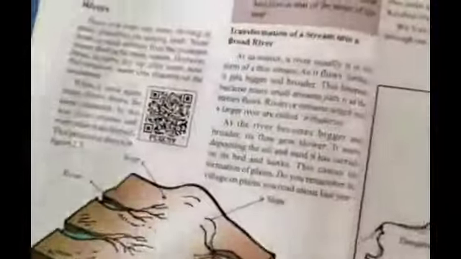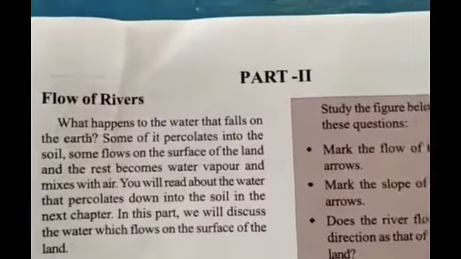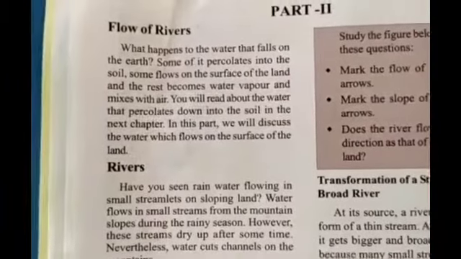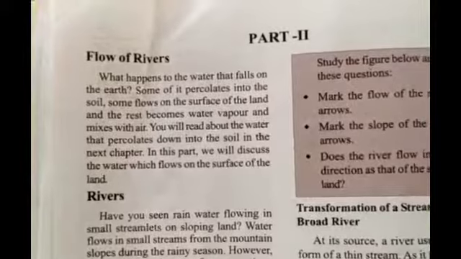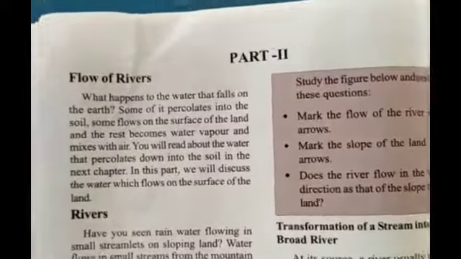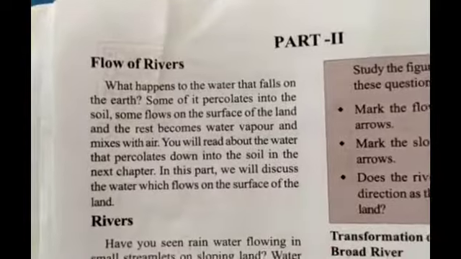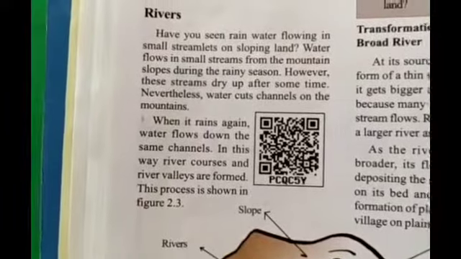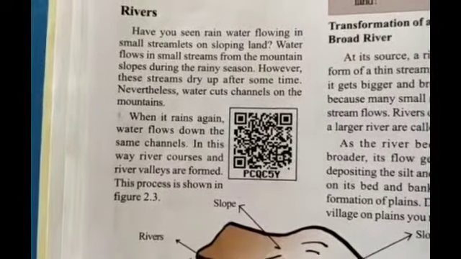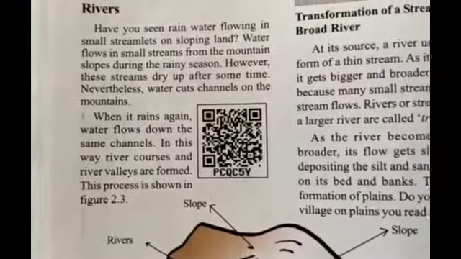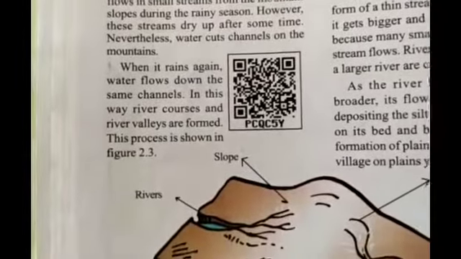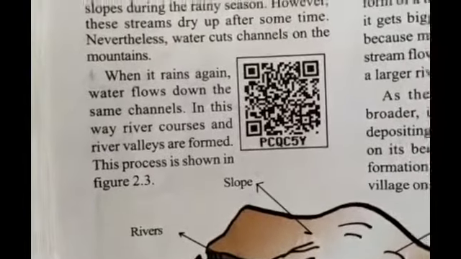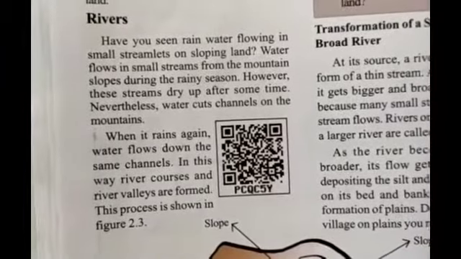Flow of rivers. Coming to the flow of rivers, some of the rainwater percolates into the soil, some flows on the surface of the land, and the rest becomes water vapor and mixes with the air. Rainwater flows in small streams down the mountain slope during the rainy season. Water cuts canals on the mountains. When it rains again, water flows down the same canals. In this way, river curves and river valleys are formed, as shown in pictures 2 and 3.